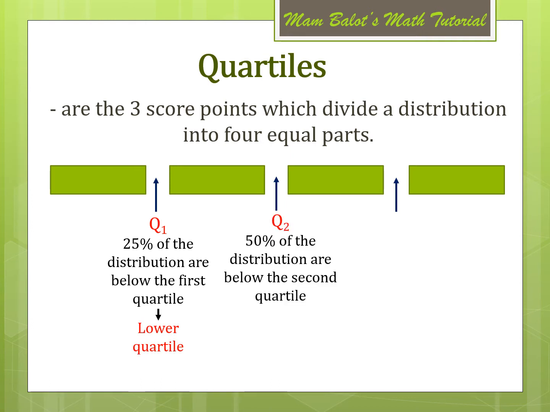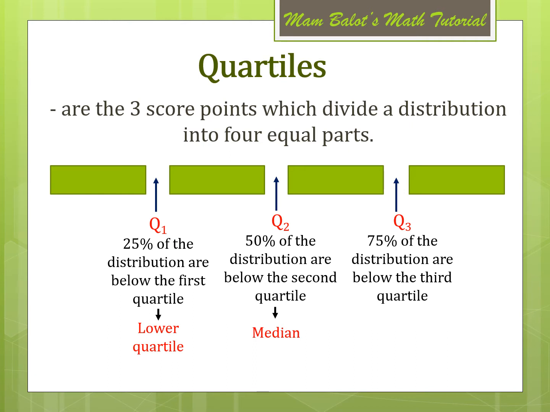The second one is the second quartile, or Q sub 2. At this point, 50% of the distribution is below. So the second quartile can also be called the median. And then the last one is the third quartile, or Q sub 3. There are 75% of the distribution below the third quartile, and the third quartile can also be called the upper quartile.